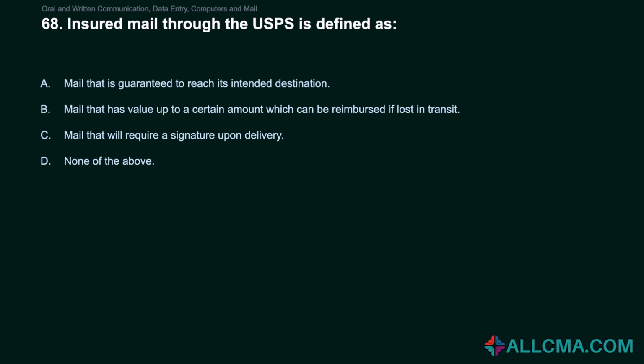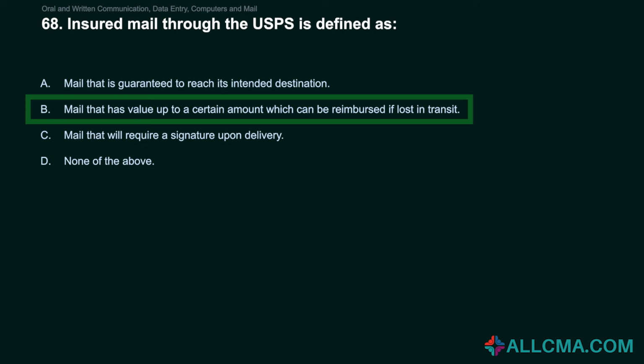68. Insured mail through the USPS is defined as A. Mail that is guaranteed to reach its intended destination. B. Mail that has value up to a certain amount which can be reimbursed if lost in transit. C. Mail that will require a signature upon delivery. D. None of the above. Correct answer, B. Mail that has value up to a certain amount which can be reimbursed if lost in transit.